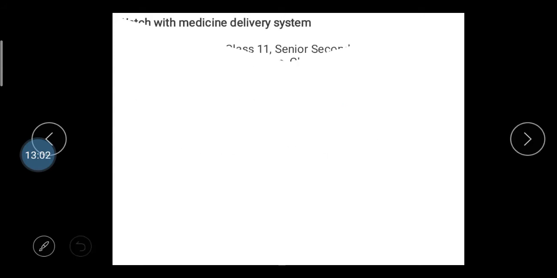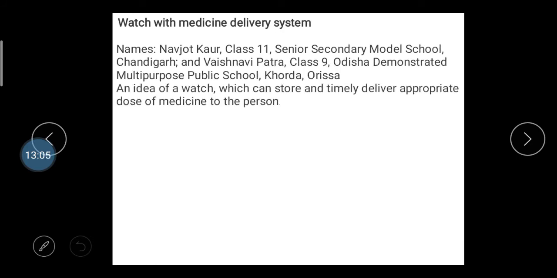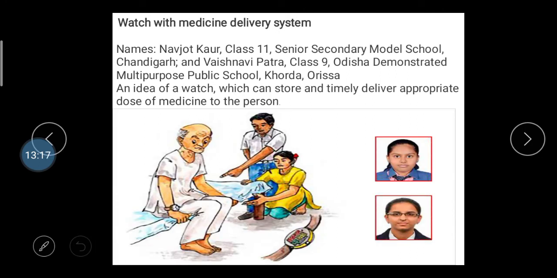So here is one example considered by me regarding thinking: a watch with a medicine delivery system. This type of new innovative thinking was considered by Navjot Kaur, who studies in class 11 at the Senior Secondary Model School, Chandigarh, and Vaishnavi Patra, class 9, who studies at the Multipurpose Public School, Khorda, Orissa. It is the idea of these two girls, a watch which can store and deliver the appropriate dose of medicine to the person at the right time.